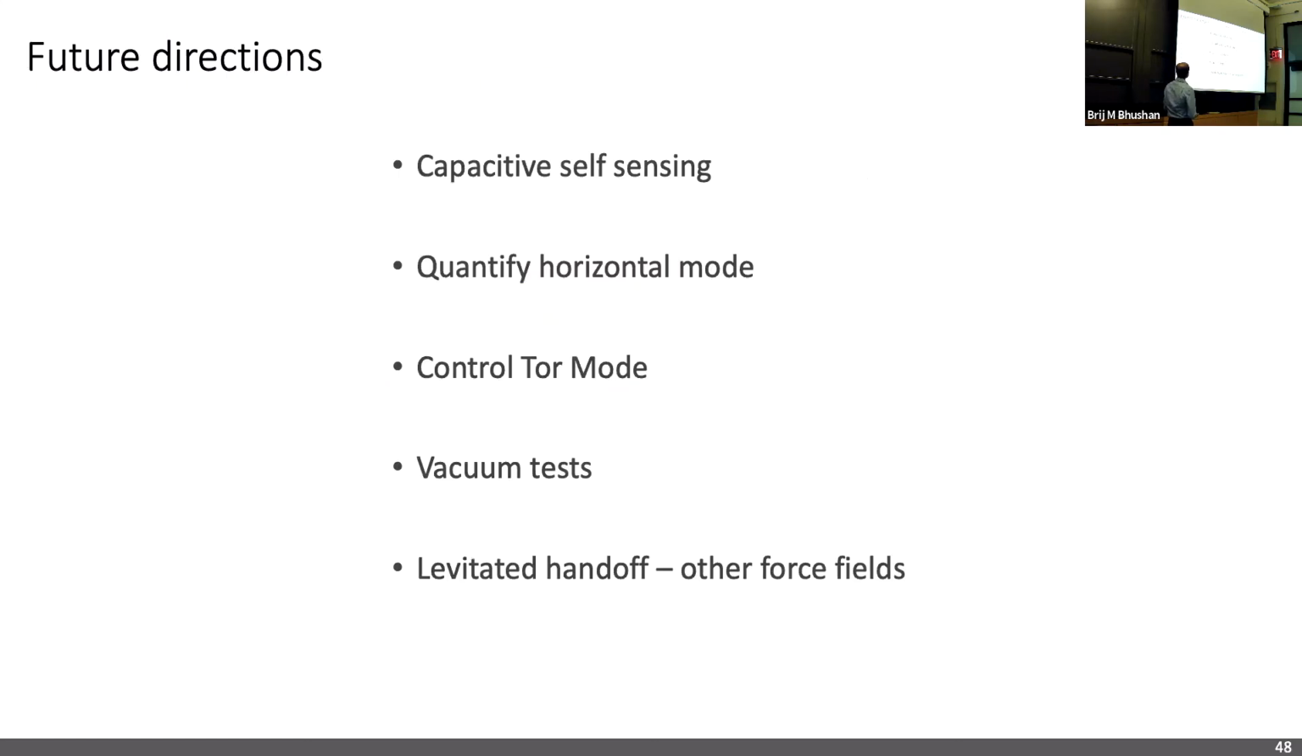Okay, future directions. We can add capacitive self-sensing. We could also control the torsional mode. To do that, if this is my electrode, then I would need to make each electrode positive and negative. That way I can control each quadrant independently, and that way we can control the torsional mode as well. And then of course, we need to test in vacuum. Now this concept of levitated handoff is quite general. We could use different force fields such as electromagnetic, pneumatic for other applications wherever object handoff is critical.